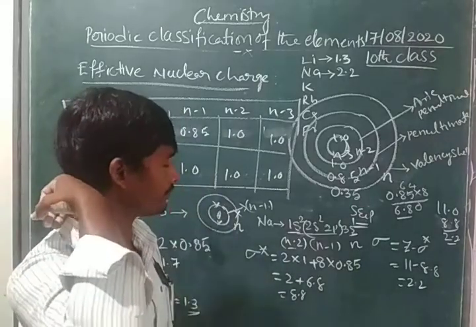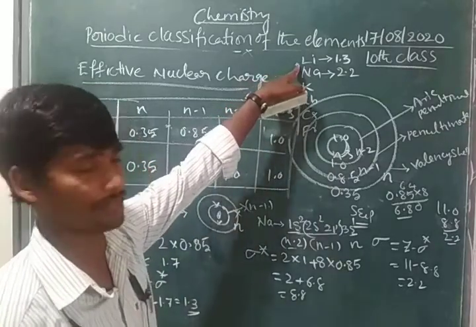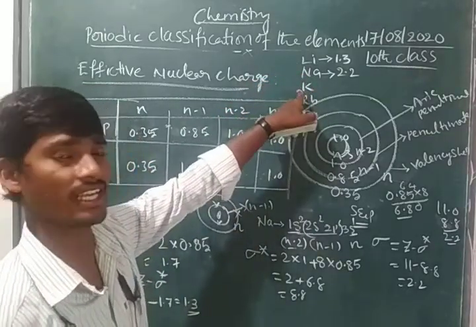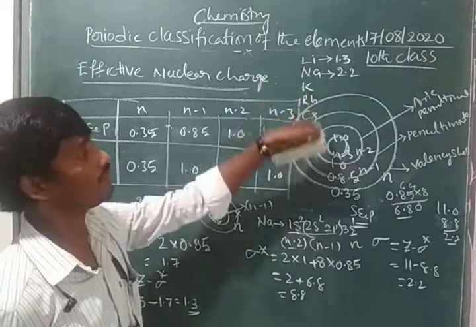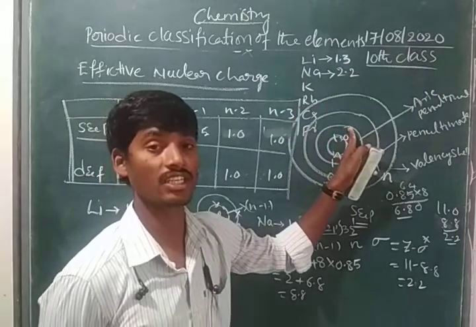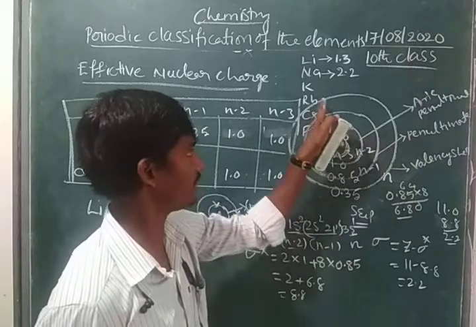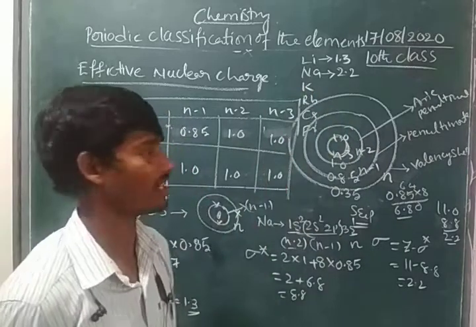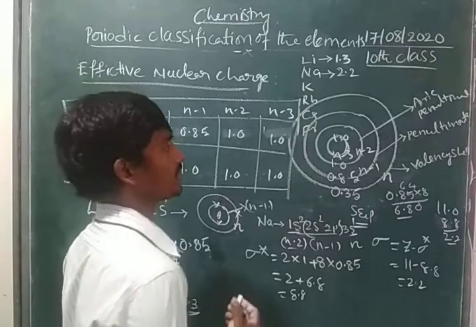See children, actually the charge of the nucleus is 3 for lithium, here it is 11, here it is 19, here it is 37. Like that we have nuclear charges. But the effective nuclear charges gradually decrease. For example, if you take potassium, how many electrons do we have, children? Totally 19 electrons.